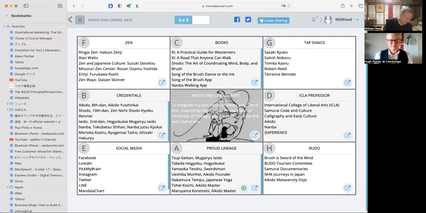And that kind of got me inspired on capturing in print the things that I was learning. A subsequent book was actually the version of the Shodo, the Art of Coordinating Mind and Body and Brush, which is obviously connecting to the Aikido side. And then following that, A Road That Anyone Can Walk, which is really Toi Sensei's biography.